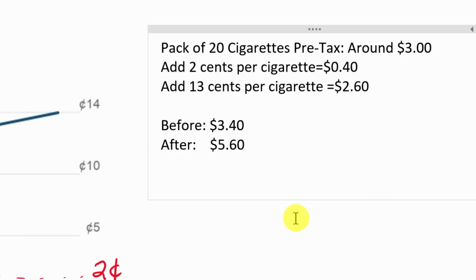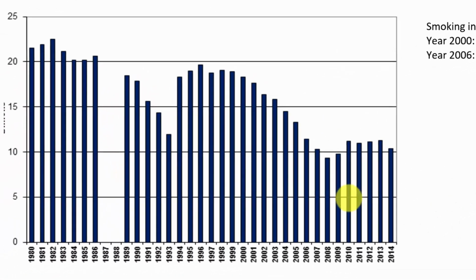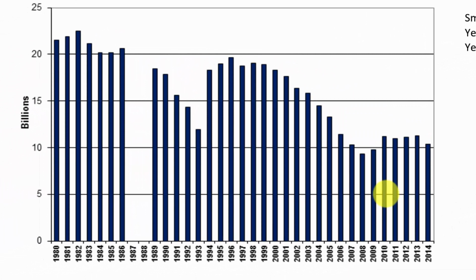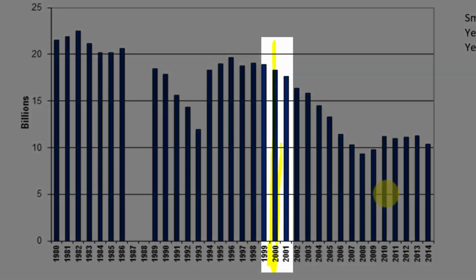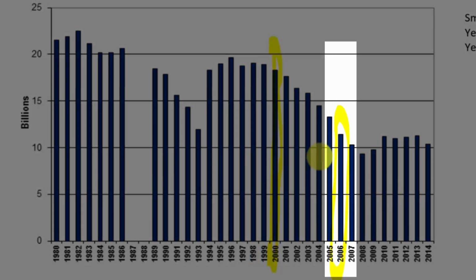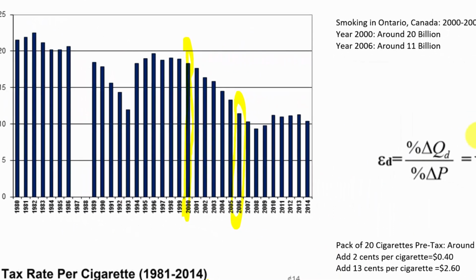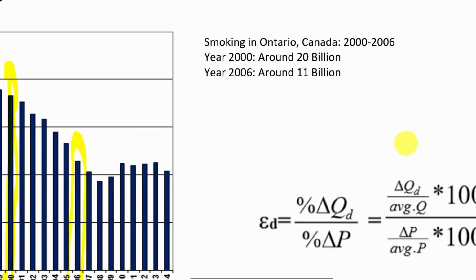Now, if we take these prices and we look at the quantities in this graph of those 2 years, again, this is approximate looking at a graph, and we go from the year 2000 right here to about 2006 right here. It looks like the quantity of cigarettes sold went from around 17 or 18 billion down to somewhere around maybe 12 billion over here, okay? So let's call it 11. All right, so we have some quantities here. Let's calculate the percentage change in quantity and the percentage change in price, and let's see what the elasticity is for smoking in Canada during this time.